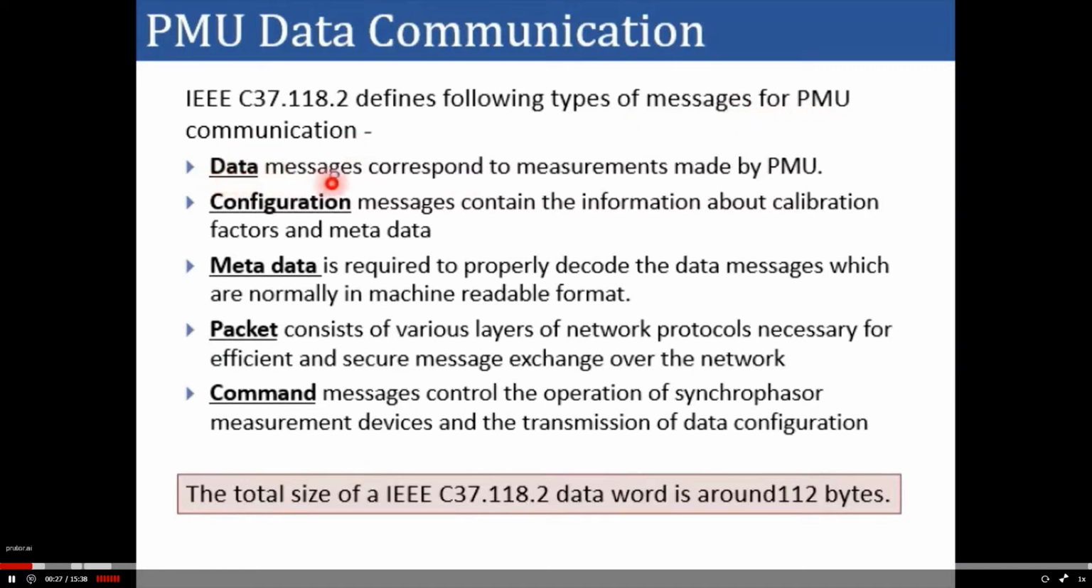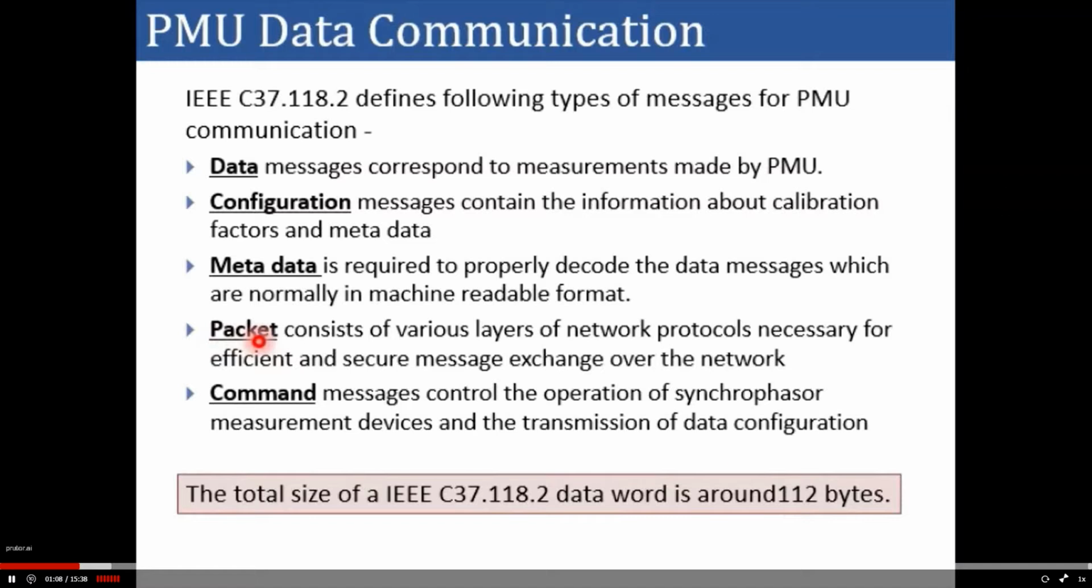So first one is data messages, which corresponds to the measurements made by PMU. Second is configuration messages, which contain the information about calibration factors and the metadata. What is metadata? Metadata is the data of data, meaning the information related to the data being transmitted over the network. Now, metadata is required to properly decode the data messages, which are normally in the machine readable format.